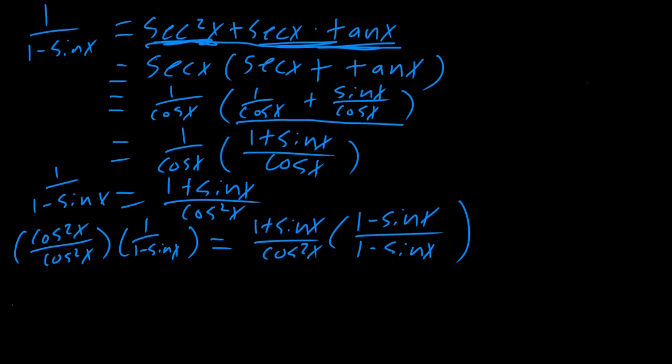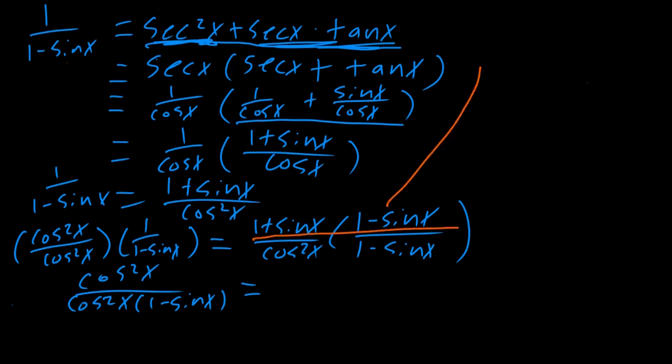So cosine squared of x times 1 is just cosine squared of x. And then cosine squared of x times 1 minus sine of x is just that. And then 1 plus sine of x times 1 minus sine of x. We can FOIL this out quickly.